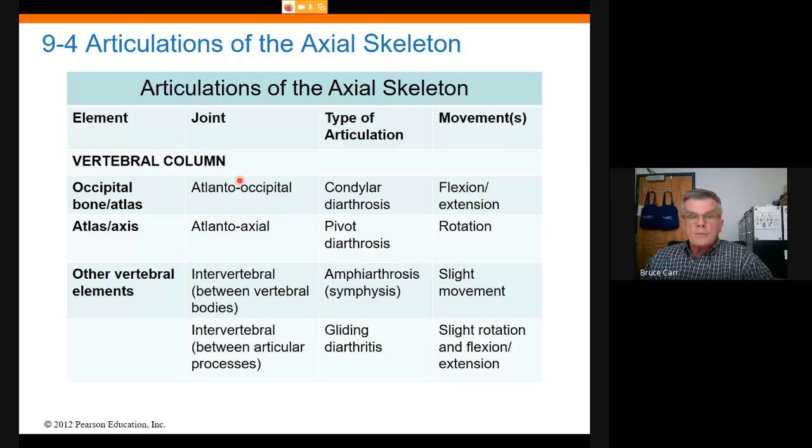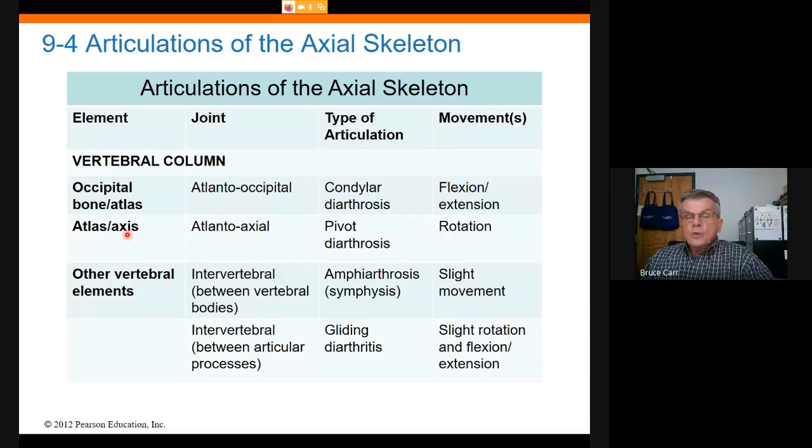The vertebral column that we just looked at, this occipital bone to the atlas. This is the mounting of the skull on the top of the spinal column. We call that the atlanto-occipital joint, and it is a diarthrosis, so synovial cavity and a condyle. That condyle allows for flexion and extension. Nodding the head depends on this joint, a condyle.